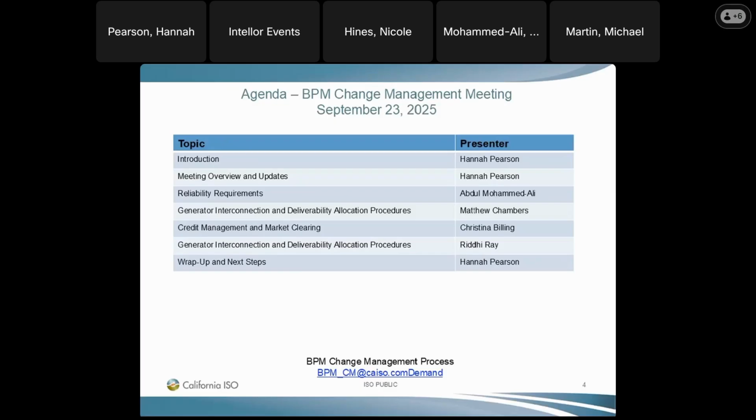The purpose of today's meeting is to discuss the proposed revision requests that are in the initial or recommendation stage of the process. We will be discussing 4 PRRs today, and they are all in the initial stage, and all PRRs were submitted by the ISO.